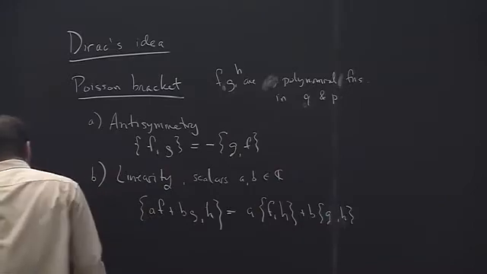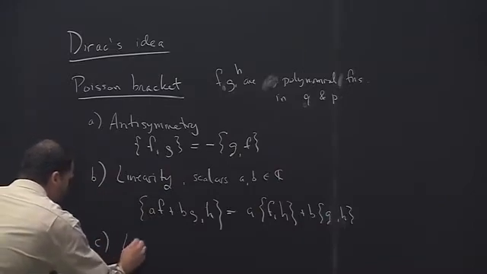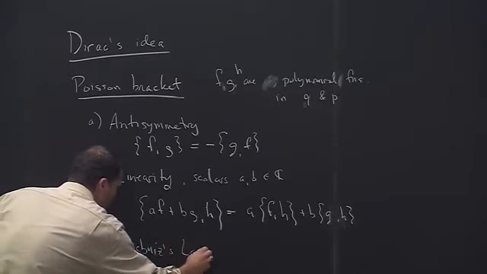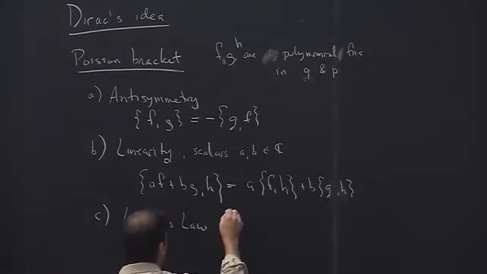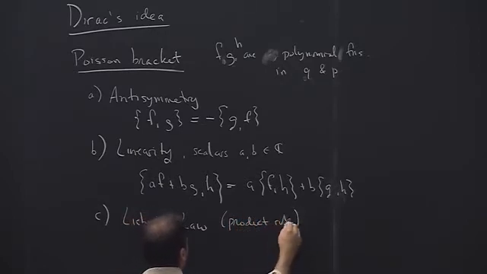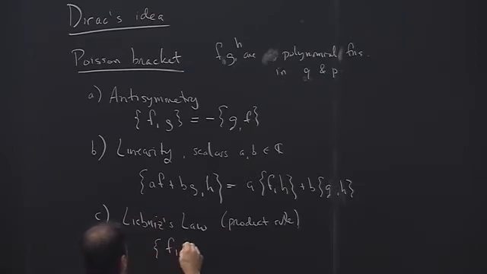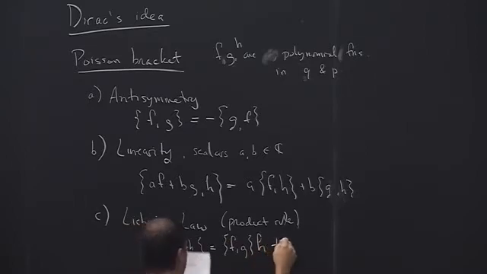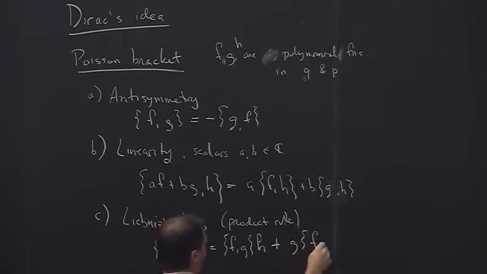The third condition we impose is Leibniz's law. Leibniz's law is essentially a product rule. So the Poisson bracket of F with G times H is equal to F Poisson bracketed with G times H plus G times the Poisson bracket of F and H.